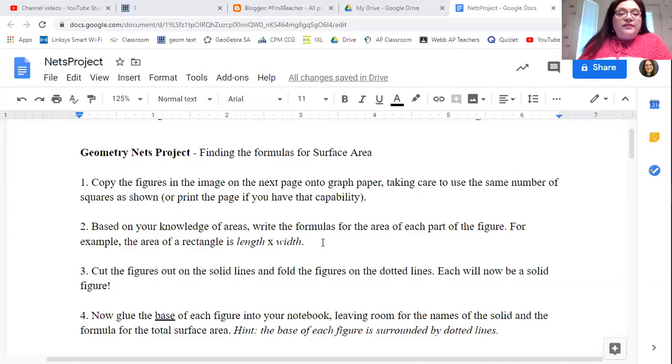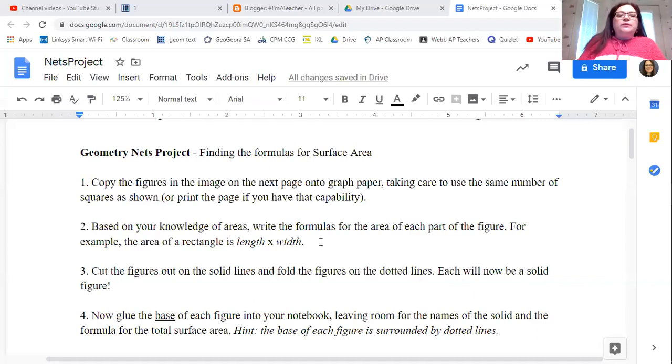Okay, for our final video of the week, I'm going to talk about your homework that's due on Friday. In addition to the ruler that we made, we're going to use some nets to put together some solids so we can find the surface area. So this document will be in the resources area of facts.